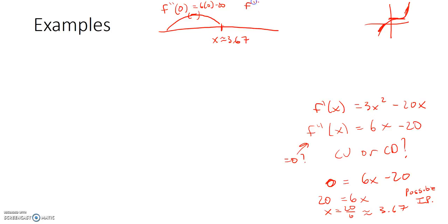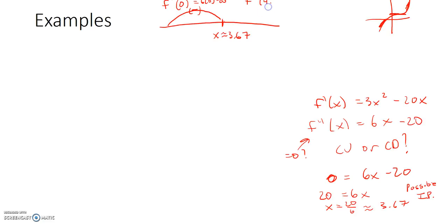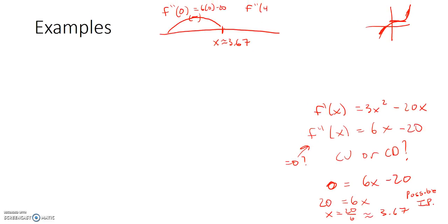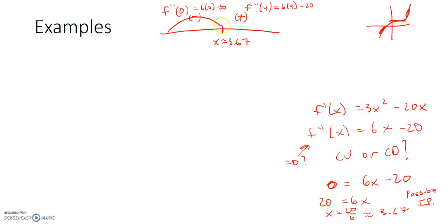I can choose, let's say, 4. That's a whole number, easy to evaluate. All I want to know is the sign, positive or negative? Well, f double prime of 4 is 6 times 4 minus 20, which is 24 minus 20, which is positive. Okay, that's all I care about, is that the second derivative is positive, which means that the function is concave up on that interval.